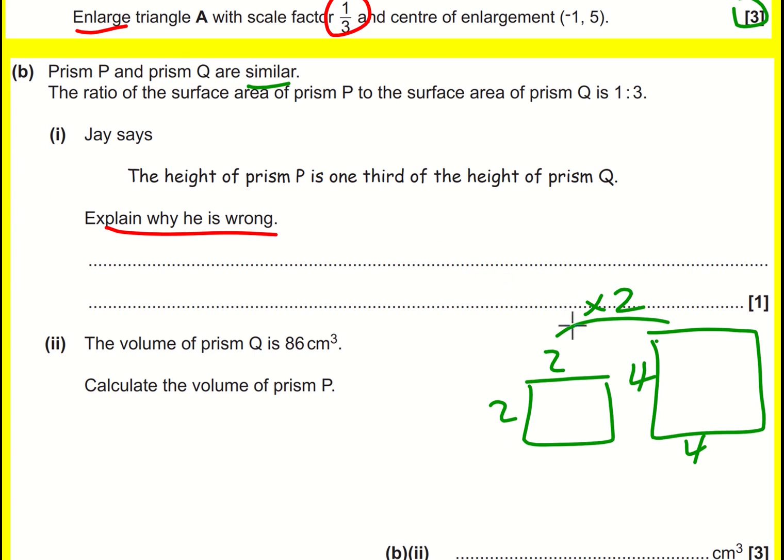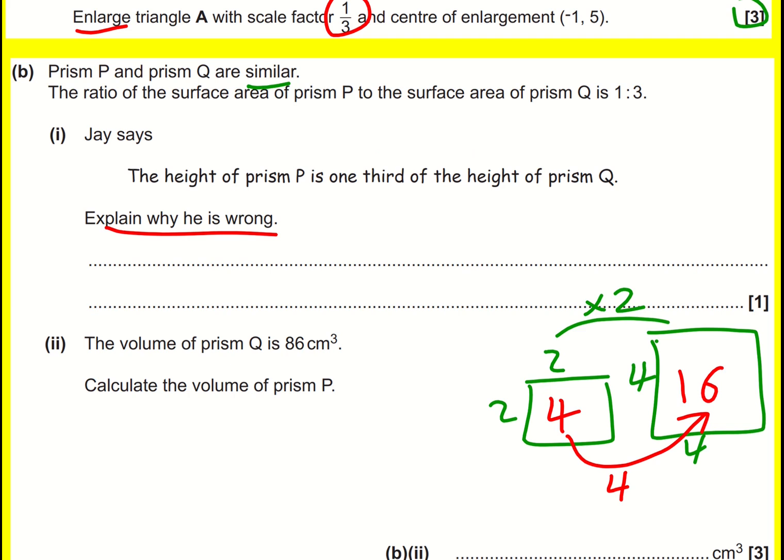If the length scale factor is 2, let's just look at what the areas would be. 2 times 2 is 4, 4 times 4 is 16. I actually see that the area scale factor is equal to 4. It's not the same as the length scale factor. That is what Jay has got wrong here.